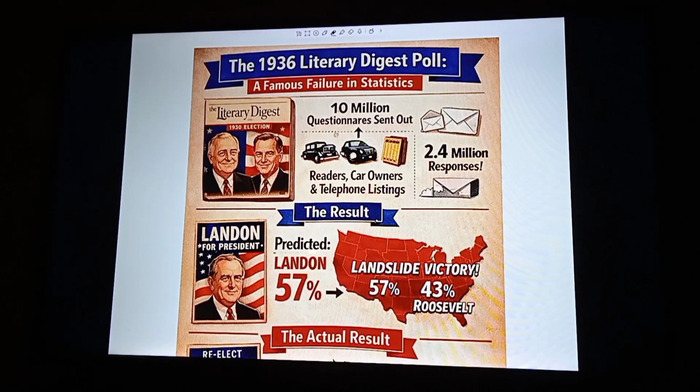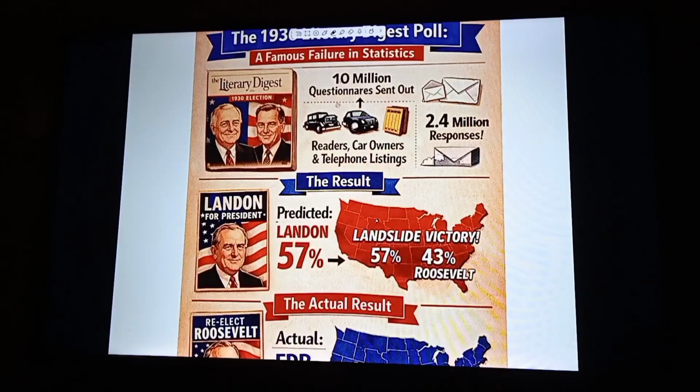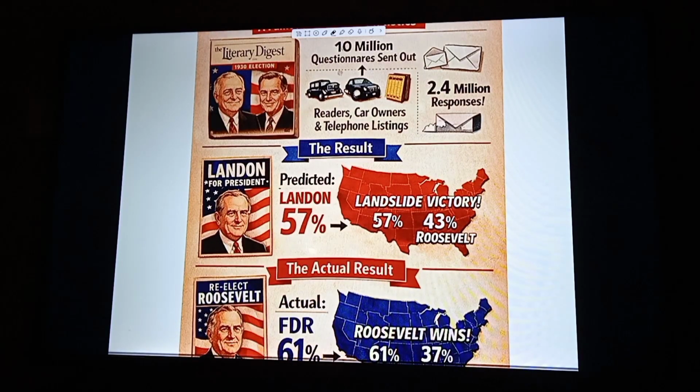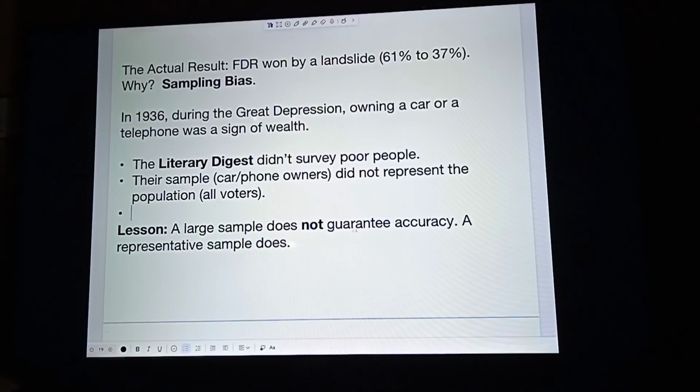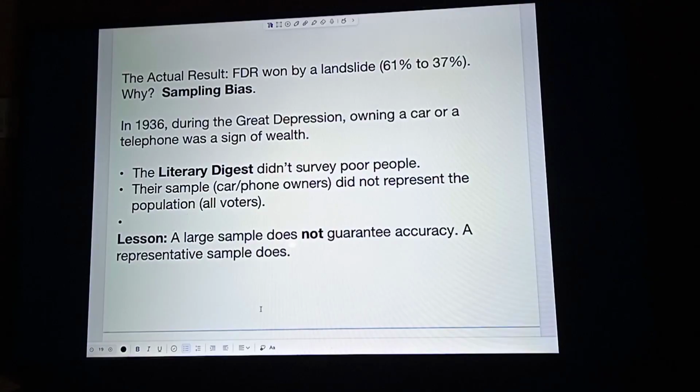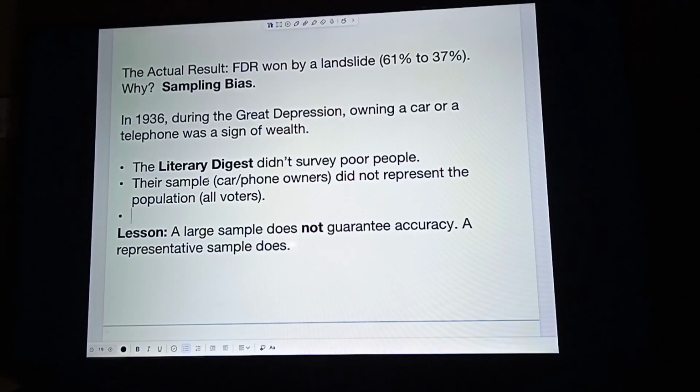So this means that a large sample doesn't guarantee accuracy. If the sample is biased, the results will be wrong. A representative sample is more important than sample size. A large sample does not guarantee accuracy. A representative sample does. So this was a big failure for this journal.